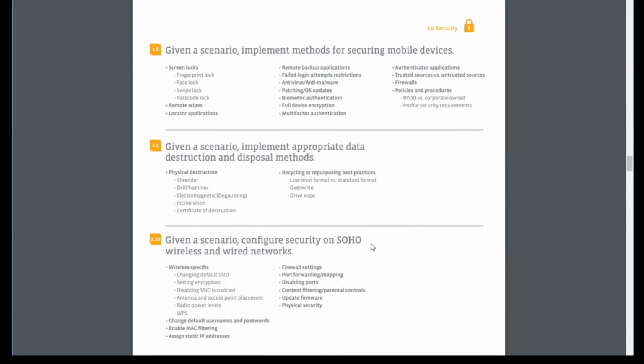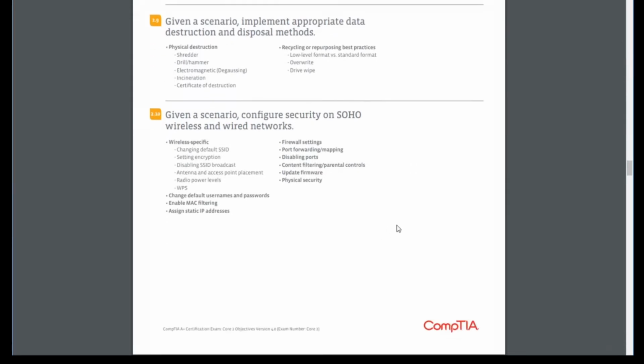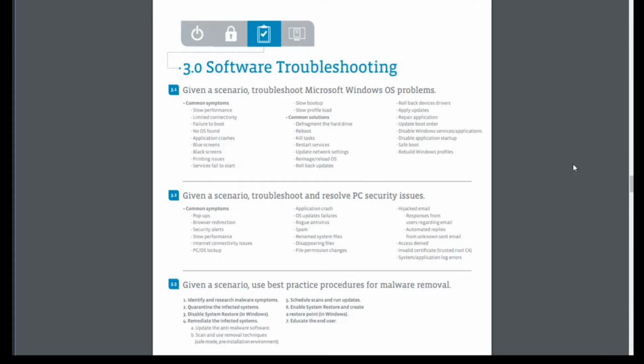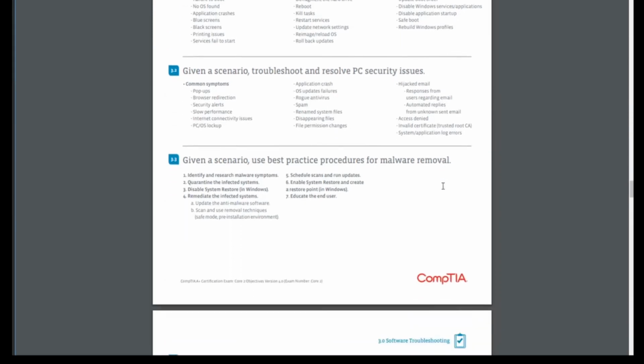Understand how to configure a SOHO network. Moving along to the troubleshooting section, this section is very similar to the troubleshooting section of the 1001 in the sense that you'll need to understand some basic stuff like why a user can't see their secondary monitor, or why their PC is running slow after downloading a new program. You'll need to understand how to research the problem and the steps you need to solve it.